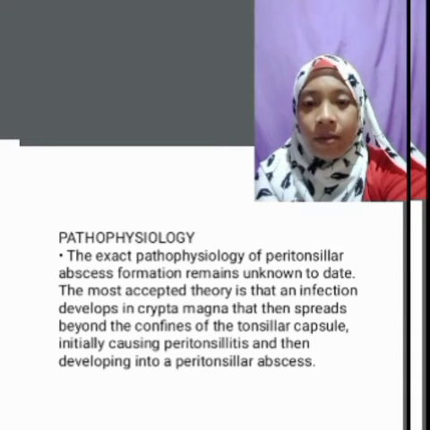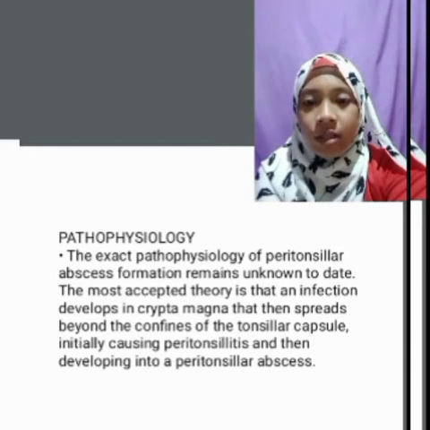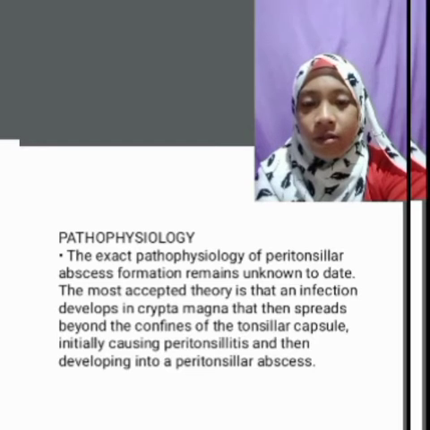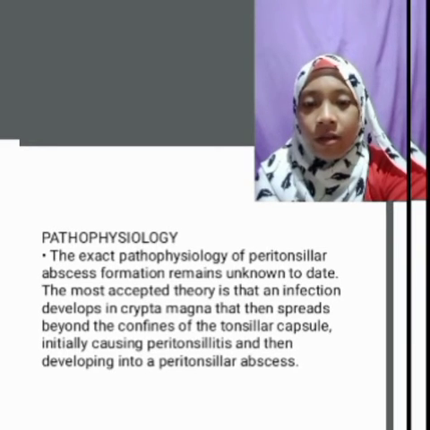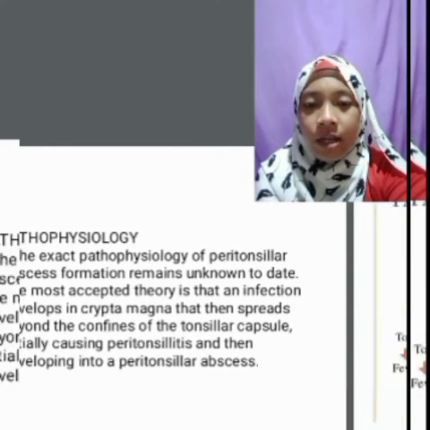Pathophysiology. The exact pathophysiology of peritonsillar abscess formation remains unknown to date. The most accepted theory is that an infection developed in the crypta magna that then spread beyond the confines of the tonsillar capsule, initially causing peritonsillar cellulitis, then developing into peritonsillar abscess.